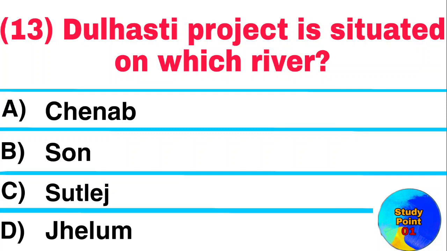Question. Dulhasti project is situated on which river? A. Chinab. B. Sun. C. Satluj. D. Jhelum. Answer. Chinab.